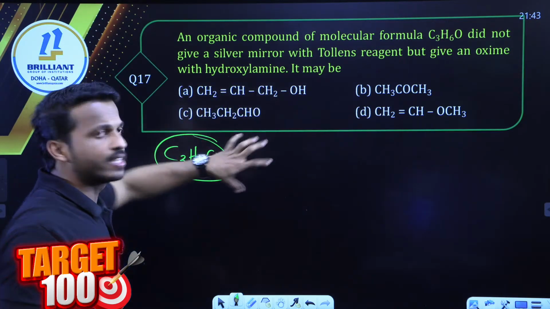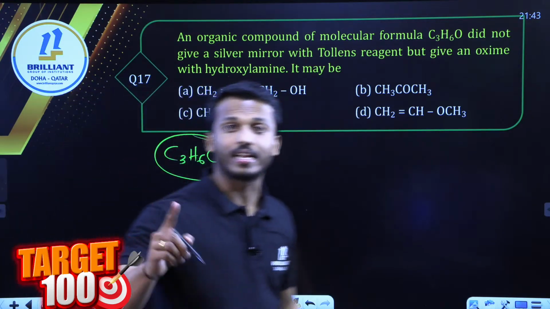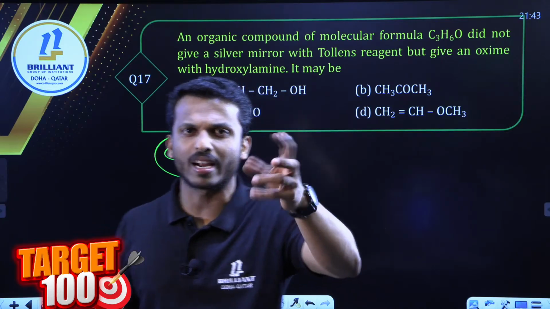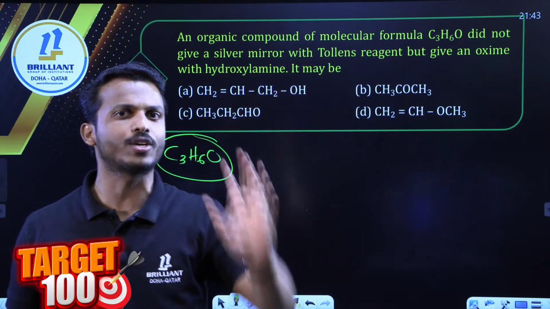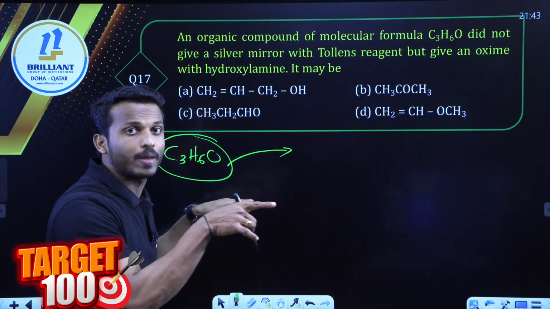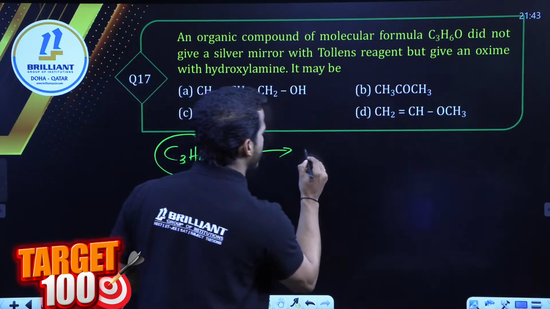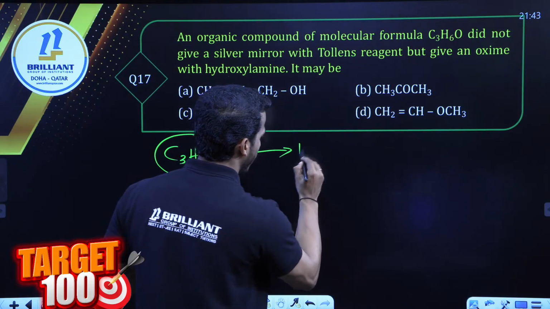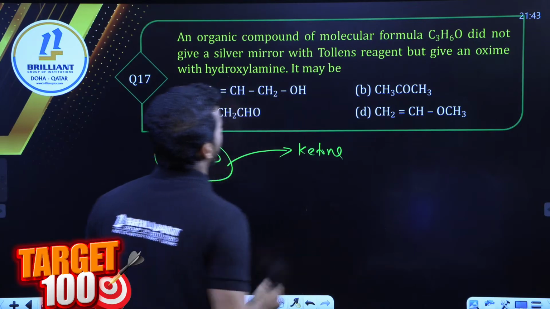They did not give the silver mirror test. You know, the silver mirror test is also called the Tollens test, right? If they do not give the silver mirror test, it can be a ketone. It's not an aldehyde, right? Aldehydes will give the silver mirror test. Since it's not giving it, it can be a ketone.